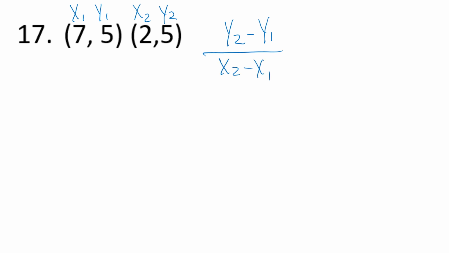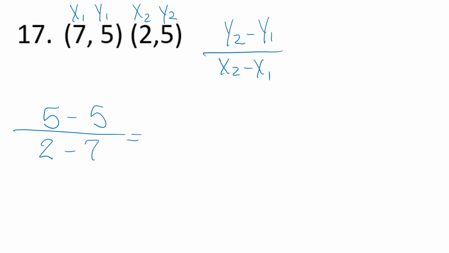Number 17. Start out by labeling my ordered pairs. The first ordered pair is x1, y1. Second ordered pair is x2, y2. Your slope formula is y2 minus y1 over x2 minus x1. Y2 was 5 minus y1, which is 5. X2 is 2 minus x1, which is 7.